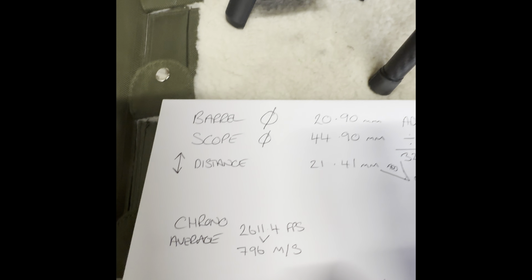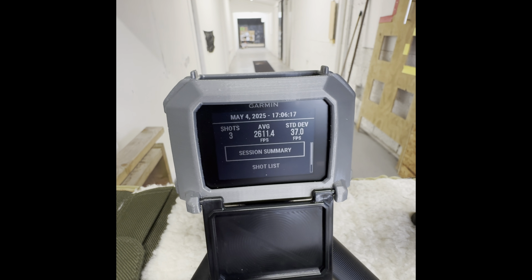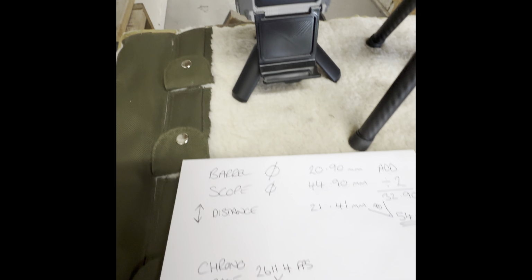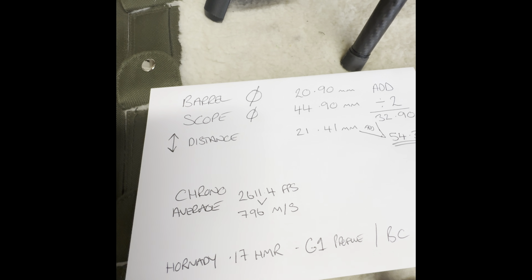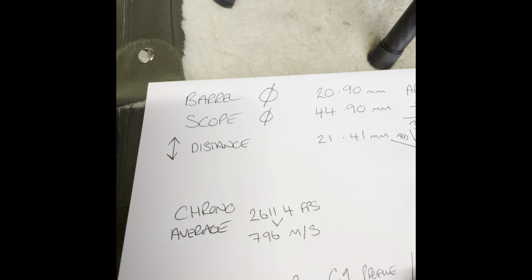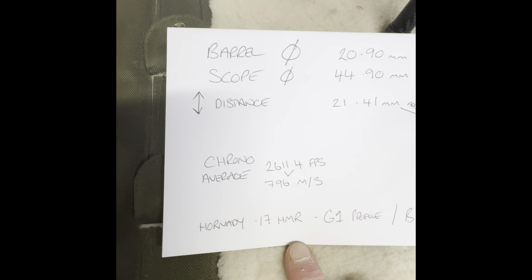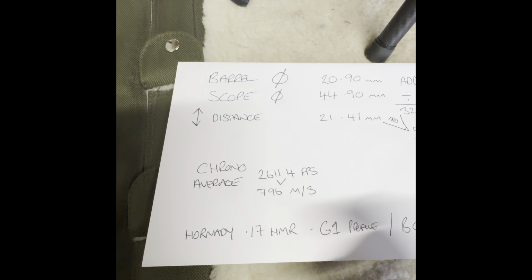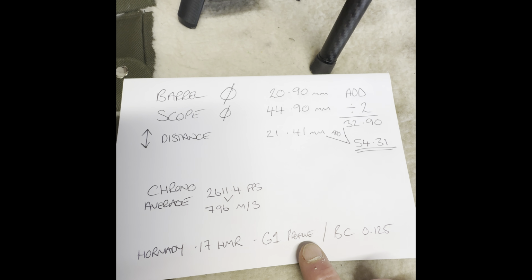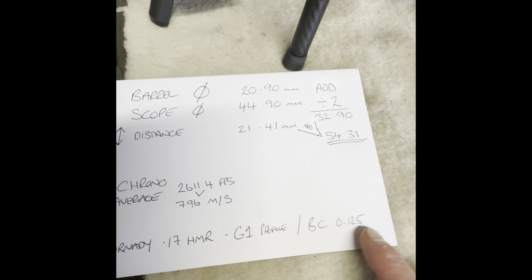Okay. So what else do you need? Chrono. There we go. So a 3-shot string, average of 2611.4 feet per second. They just love to give it to you in meters per second as the option on the menu, so that transposes over to 796 meters per second. The other critical thing is obviously the projectile itself. So it's 17 grains, the profile of the bullet shape is a G1, and the ballistic coefficient is 0.125. Okay, that is all you need.